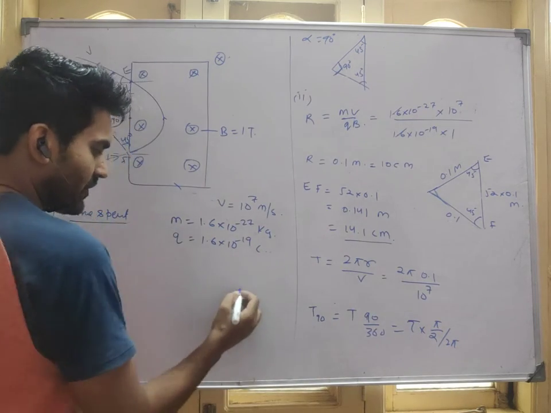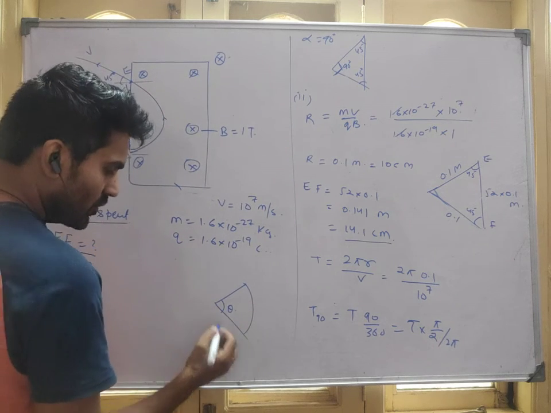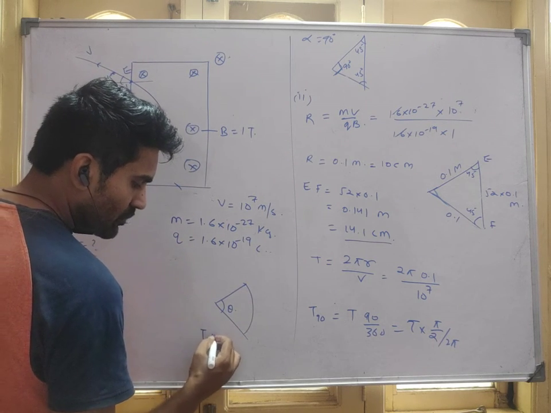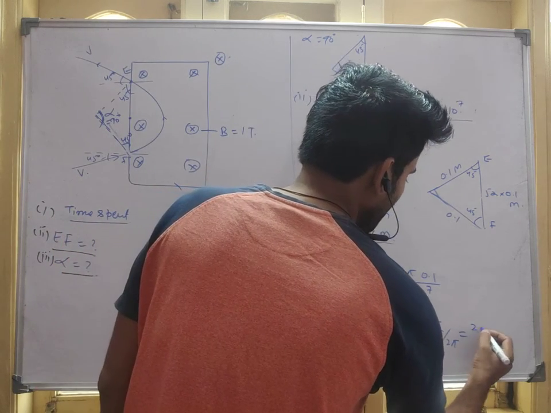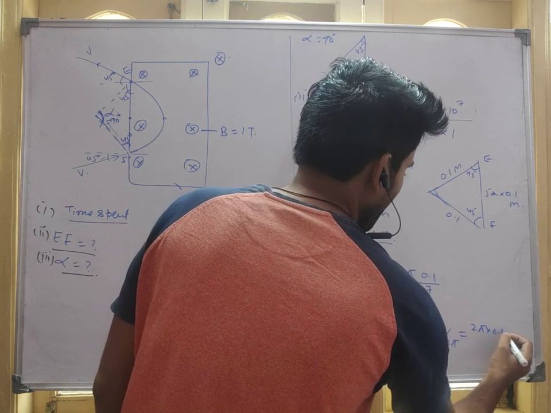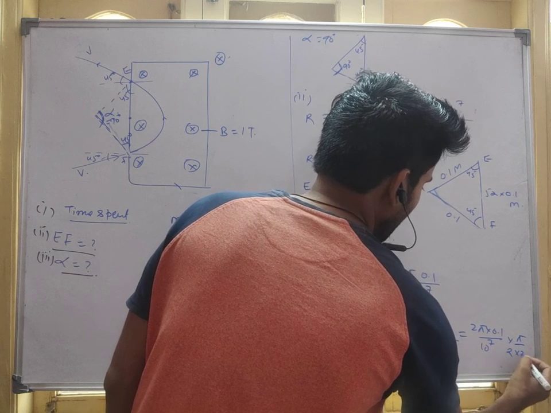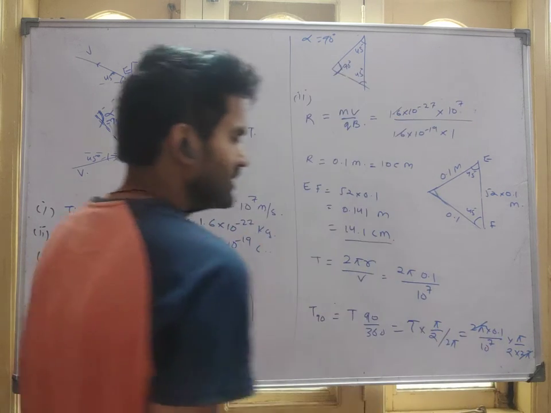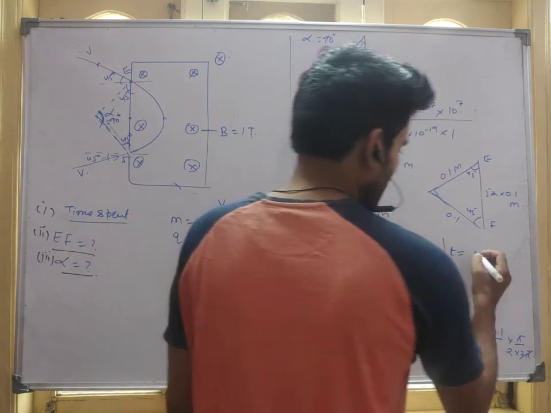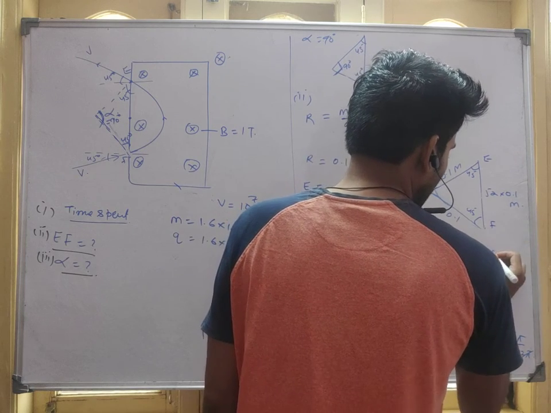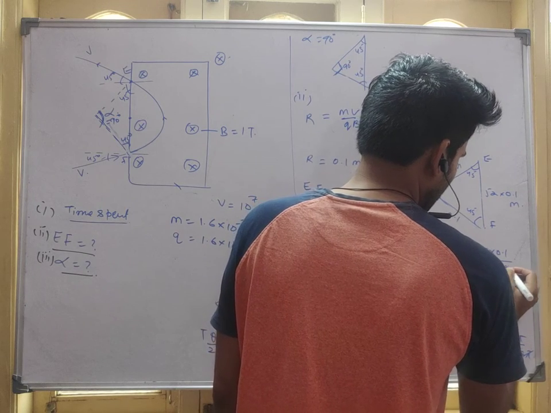Means if this angle is theta, then total time spent will be total time into theta by 2 pi. In the same way we are doing it like that. So what is the time period? That is 2 pi into 0.1 by 10 raised to power 7, into pi by 2 into 2 pi. Okay, so pi and pi will be cancelled. So the time is equal to pi into 0.1 by 2 into 10 raised to power 7.